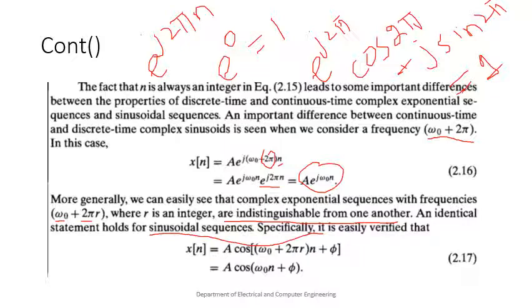Because sinusoidal and exponential are the same in this respect, we can write A cos((omega naught plus 2 pi r) n plus phi). Previously we were not using this term, we were using cos omega naught n, but if we add this term 2 pi r, both are equal. So if we add 2 pi or 2 pi r, where r is an integer, these signals are indistinguishable. We cannot differentiate between them.